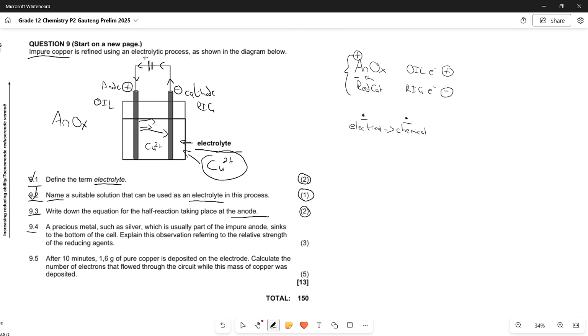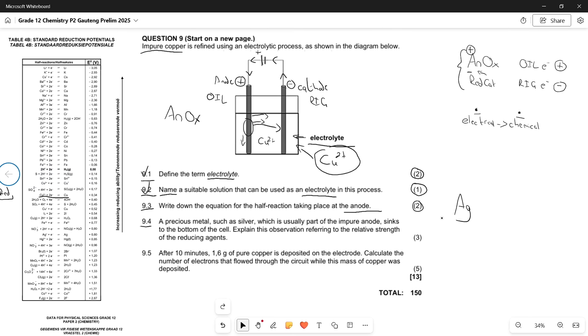And then 9.4 here says a precious metal such as silver, so we have Ag over there, which is usually part of the impure anode, sinks to the bottom of the cell. Explain this observation referring to the relative strength of the reducing agents. So right now it's asking, why does Ag sink instead of also being oxidized and reduced on the electrode over here? Why does it sink, and why does the Cu2+ in fact get oxidized and reduced?